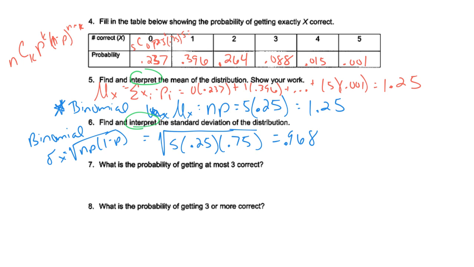So the probability of getting at most 3 correct. So our probability of X, and you'll notice it said at most. So I could get 0 correct, 1 correct, 2 correct, or 3 correct. Since I have this handy dandy probability distribution up there, I can just add those together, right? This is an or situation. I don't care which one it is, this or this, right? So I can add all those together and I can get 0.985.